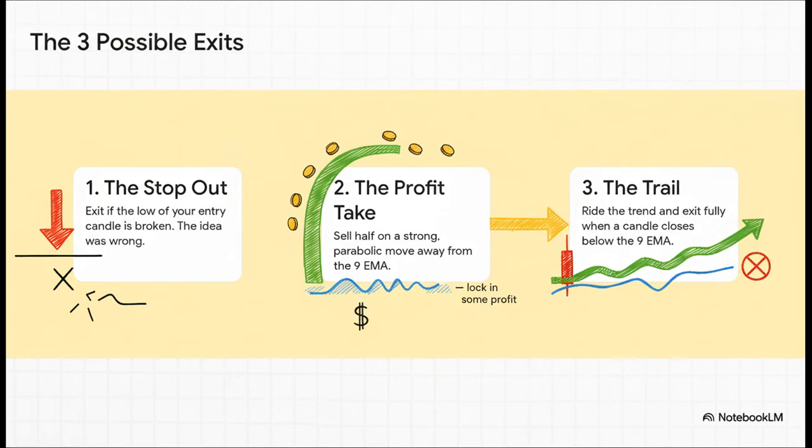Number 2, the profit take. If you get that dream scenario where the stock just explodes away from the 9 EMA, that's your cue to take some chips off the table. Sell a piece, lock in that profit, and finally, number 3, the trail. For whatever you have left, you let that winner run. You just ride the trend, and you only get out completely when a candle finally closes below the 9 EMA.